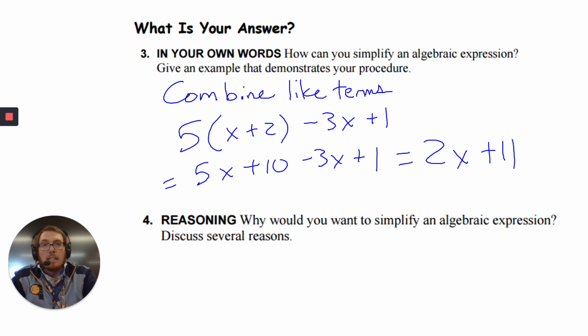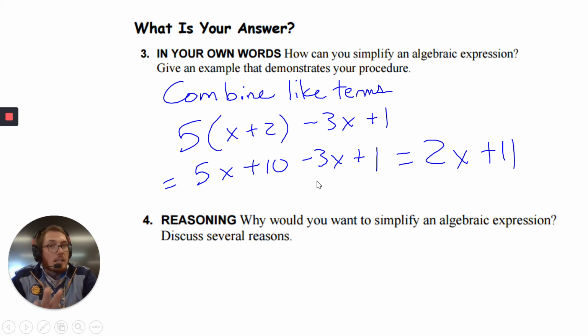Okay, so the main idea here is combine like terms. So please make sure that when you're going through these scenarios that you're combining things that are similar together. So for example, here I have this expression. I've got 5 times this quantity. First thing I need to do is distribute. So 5 times x is 5x, and then 5 times 2 is 10.